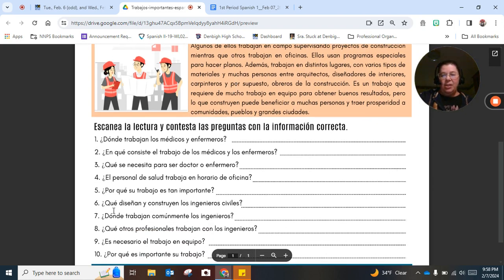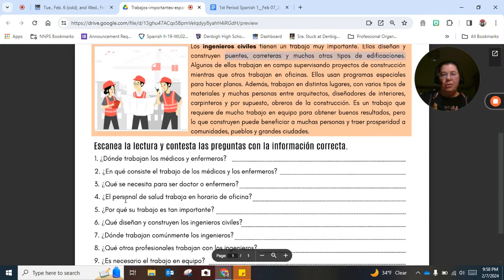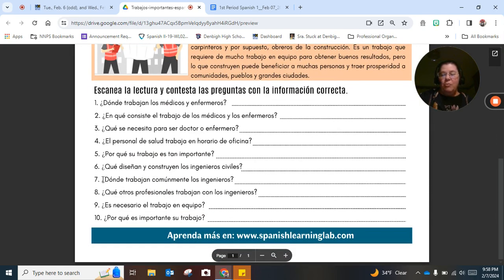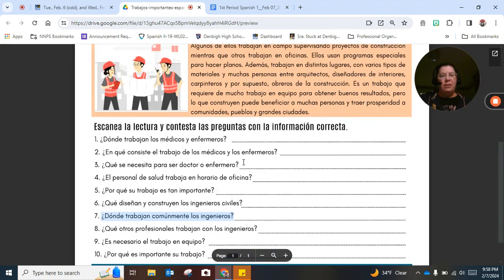Okay. And yes, are you remembering to go back and put in your numbers? So you'd put a 6 right here. Número 7. ¿Dónde trabajan comúnmente los ingenieros? One of the things we talked about is that mente is like ly. So where work commonly the engineers? What does that actually mean? What does that question ask us? All right, well, let's see if we can find it now.